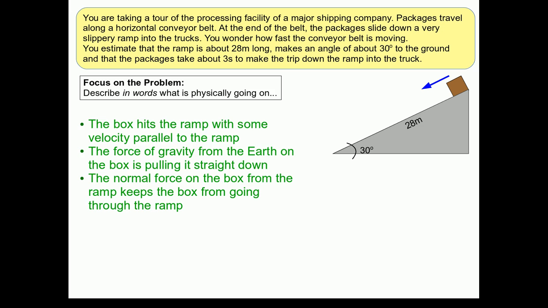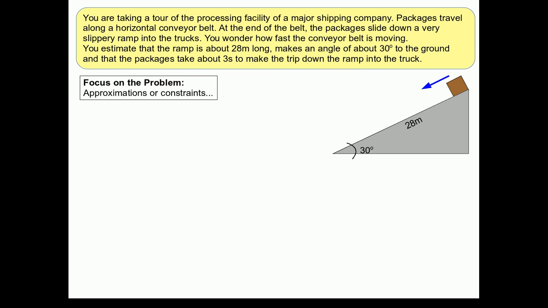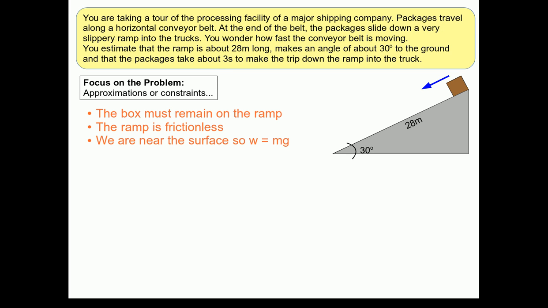Now that we've described in words what's going on, let's begin focusing on the approximations and constraints in the problem. Well, the first one is one you might not have thought of. The box must remain on the ramp. It doesn't fly through the air. It slides down the ramp. The problem says that the ramp is very, very slippery, so we're going to assume that it's exactly frictionless. In other words, any friction in the problem is so small that we can just ignore it in this case.